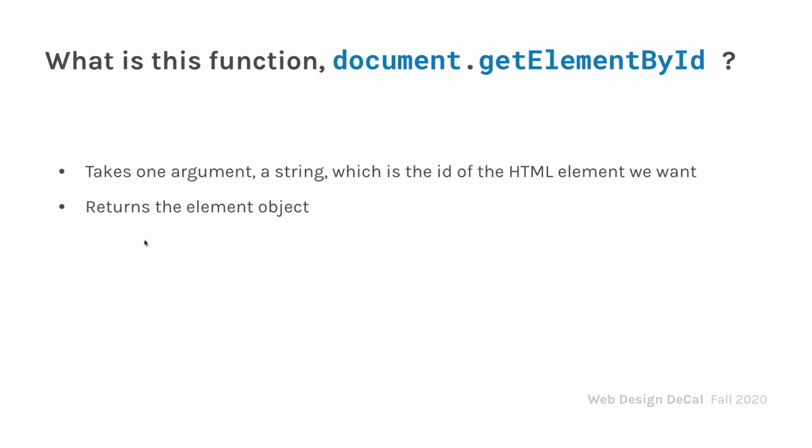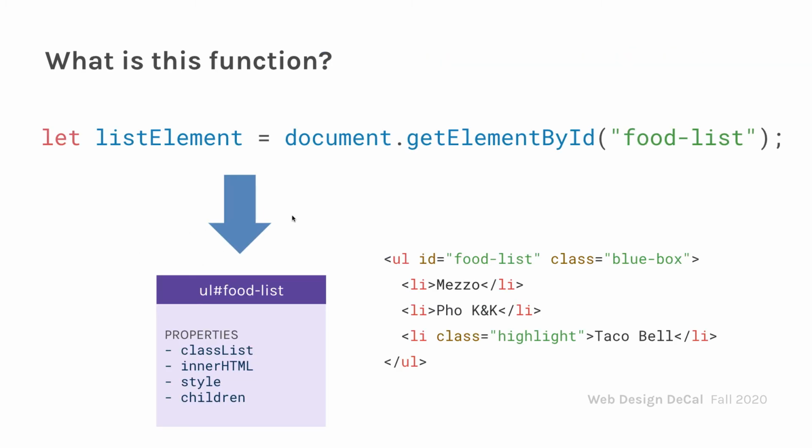So what is this function, document.getElementById? It's just a very normal function, like one that you create. It takes one argument, which is a string, the ID of the HTML element we want, and it returns that specific element object. What I mean by that, let's look at this JavaScript code.